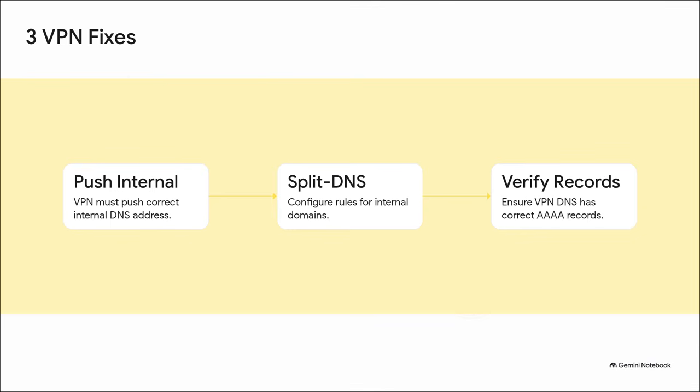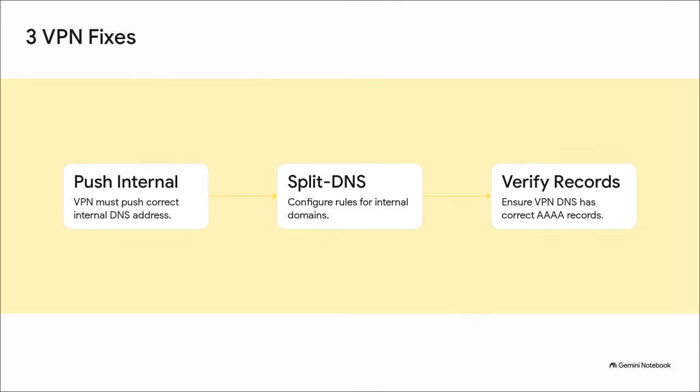Step 1. You have to ensure the VPN actively pushes the correct internal DNS server address for IPv6, not just IPv4, straight down to the connecting client. Step 2. Configure Split-DNS rules in the VPN client, specifically for your internal domains. This makes sure that queries for your private, corporate namespace actually go through the tunnel, while stuff like Netflix or external browsing goes out the local internet connection. That stops those DNS leaks dead in their tracks.